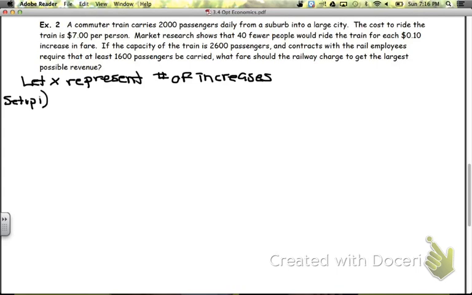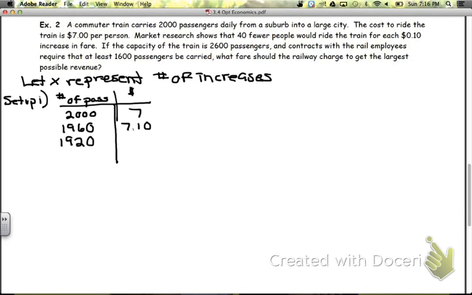So in our first part, we want to talk about the number of passengers and the price. If we're talking about the number of passengers, it states that if we have 2,000, the price is $7. Now 40 less passengers, so 1,960, the price would be $7.10. If it went down another 40, so 1,920 passengers, the cost would be $7.20. And this continues, so we can have a formula here of 2,000 minus 40x.